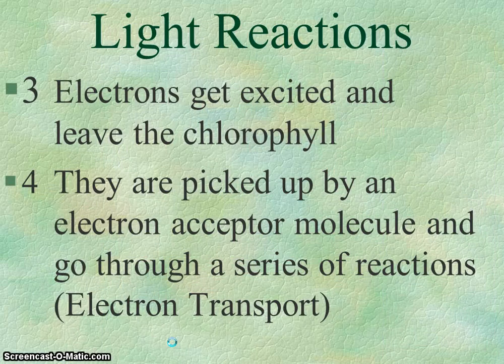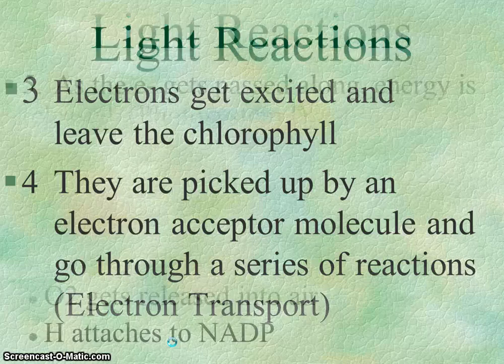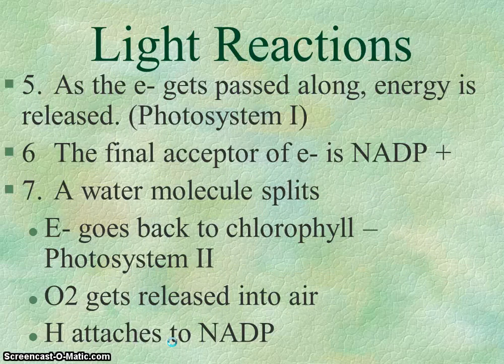Okay, so we've absorbed the sunlight, and then there were electrons within the chlorophyll, and they're getting all excited. Well, they're going to leave the chlorophyll, and they get picked up by an electron acceptor, and they go through a series of different reactions. As the electron goes through all those reactions, energy can be released. Now the electron finally will get picked up by an electron acceptor called NADP. And this is just an abbreviation of nicotinamide adenine dinucleotide phosphate.